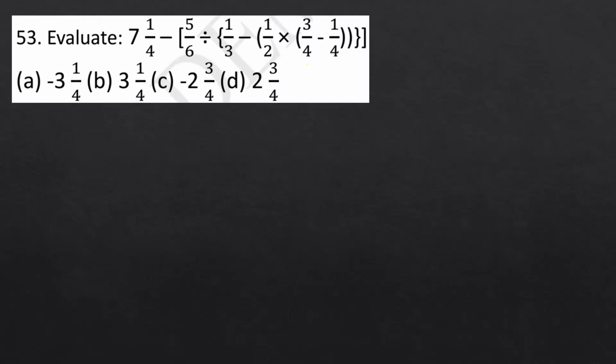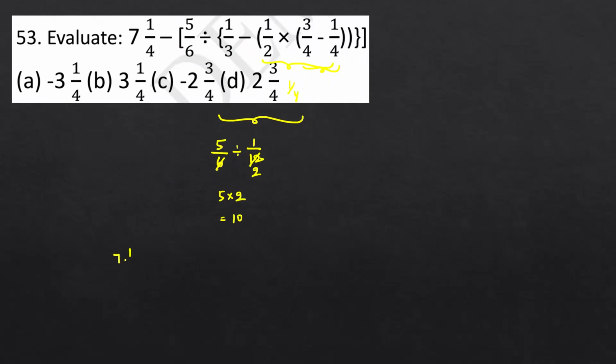Evaluate this entire expression. It is 3 by 4 minus 1 by 4 is 2 by 4. 2 by 4 is nothing but 1 by 2. 1 by 2 into 1 by 2 is 1 by 4. 1/3 minus 1 by 4 is 1 by 12. 5 by 6 divided by 1 by 12 is nothing but 6 ones are 6, 6 twos are 12. So this will be multiplied with 5. So 5 into 2 is going to be 10.